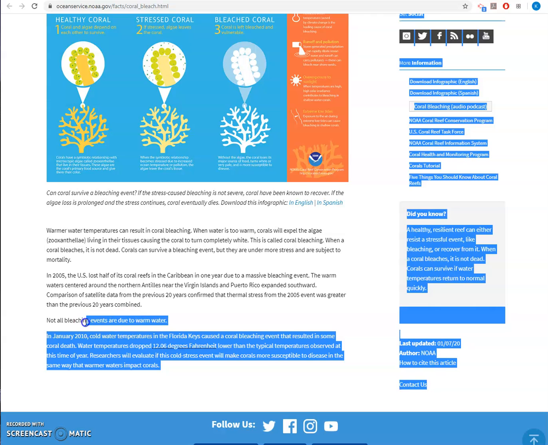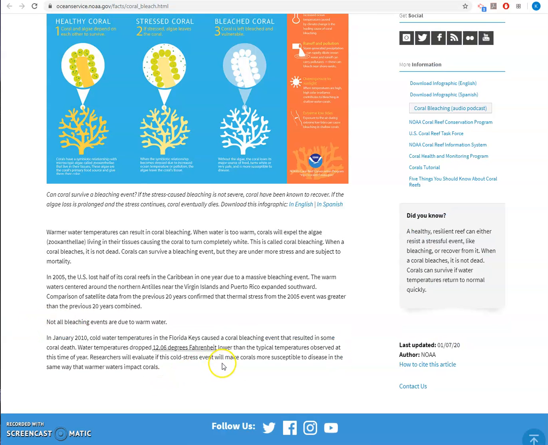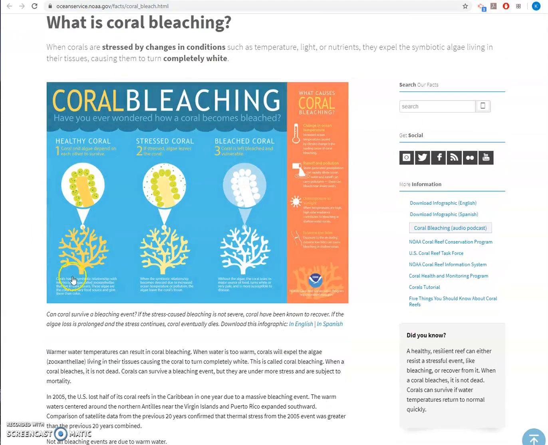So not all bleaching events are due to warm weather. Here it says there's some bleaching from cold weather. That's pretty wild, right? So that's that first one. This diagram helps to explain it.